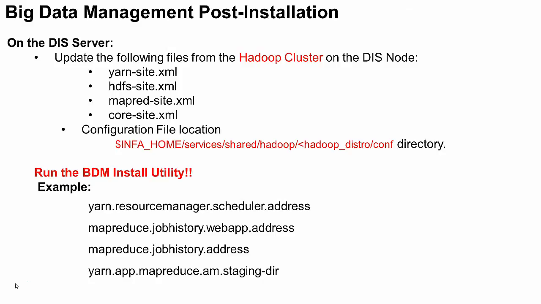So remember, as a post-installation check, once you've installed the BDM binaries, once you've got your domain up, you've got all your application services up and running, run the BDM install utility, and this utility will do 90% of the work for you in terms of getting your Hadoop cluster properties and updating the configuration files on your DIS server.